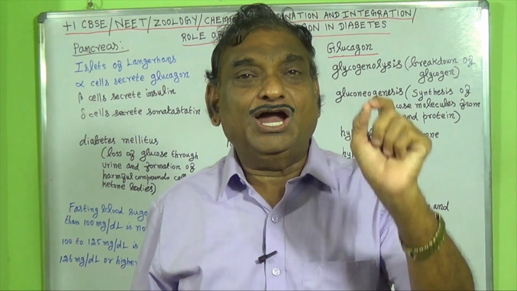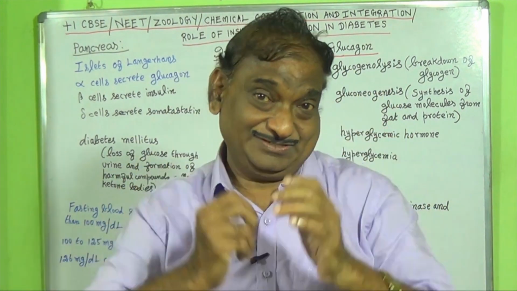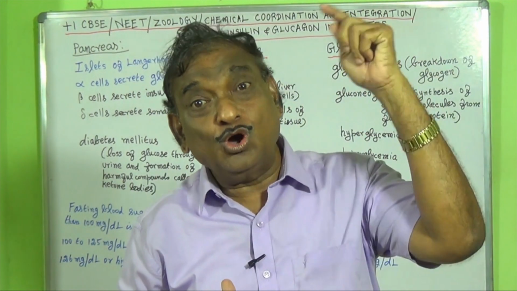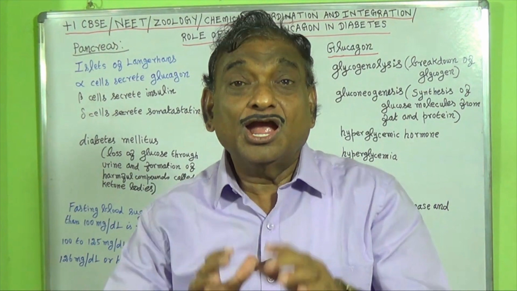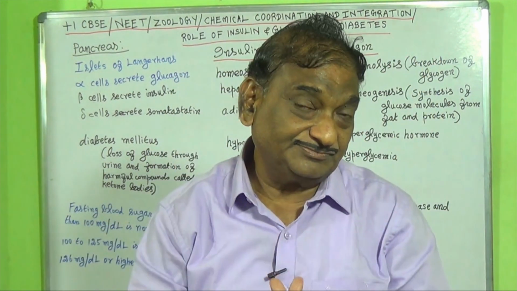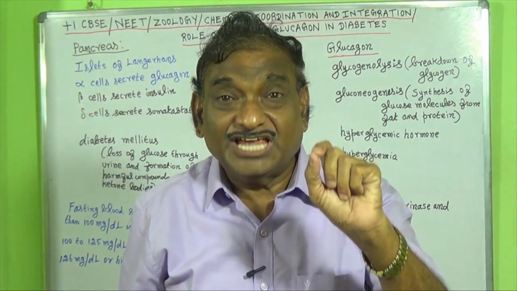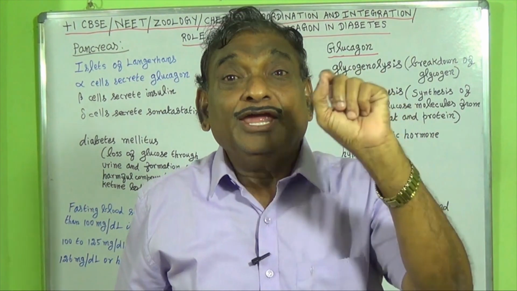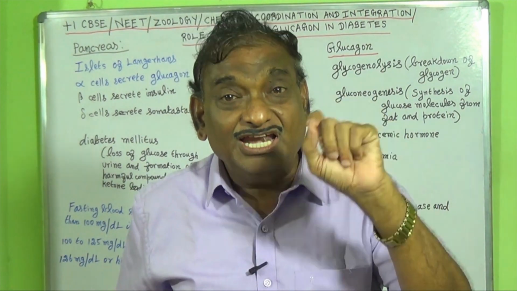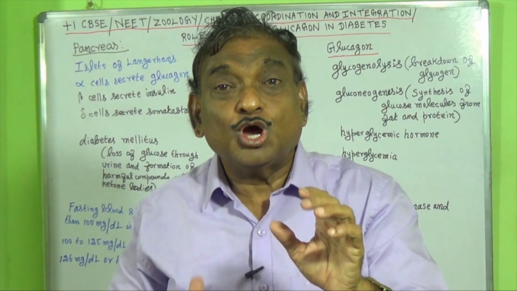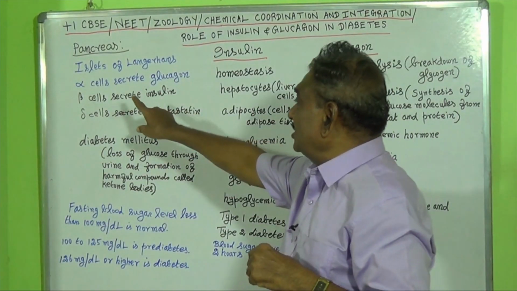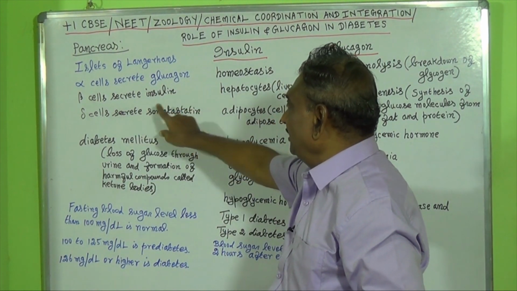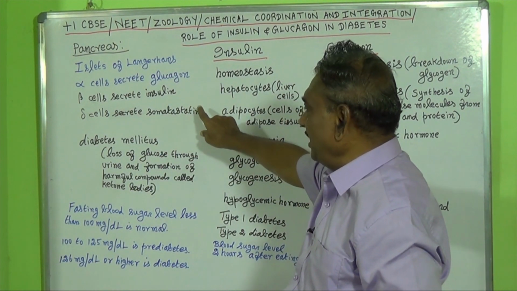They are alpha cells and beta cells. We can also say there is one more main cell called delta cells. The alpha cells secrete glucagon. The beta cells secrete insulin. The delta cells secrete somatostatin. Alpha cells secrete glucagon. Beta cells secrete insulin. Delta cells secrete somatostatin.